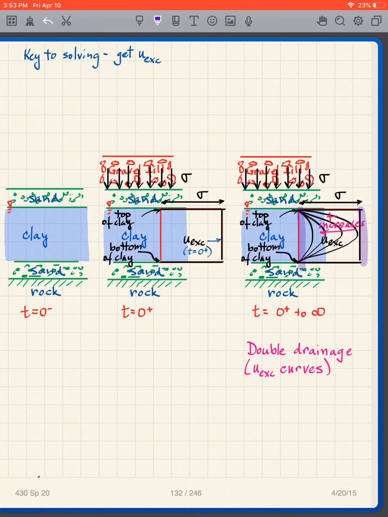Those are the values at t equals 0 minus, t equals 0 plus, and then at in-between times, it takes a shape that looks like this. Why does it take a shape that looks like that? Why is that the shape? Because the excess pore pressures, near the top and the bottom, dissipate quickly. Why? Because they're so close to the sand. So I get very quick dissipation, excess pore pressure dissipation at the top and the bottom.